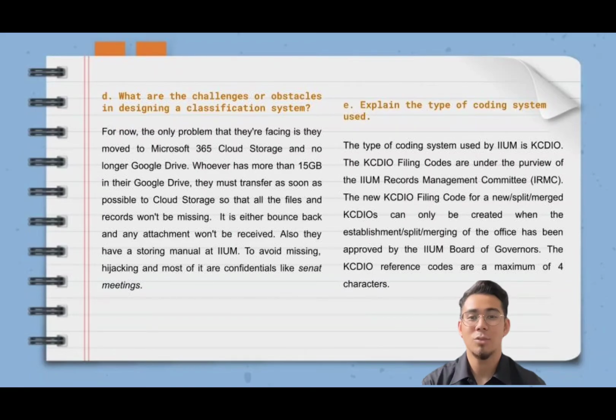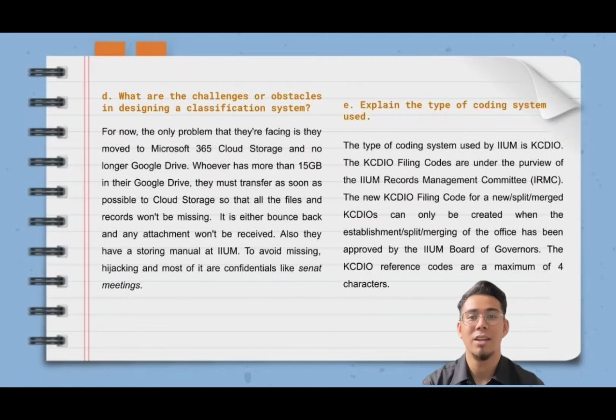The next question is, what are the challenges or obstacles in designing a classification system? For now, the only problem that we are facing is that they moved to Microsoft 365 cloud storage and no longer use Google Drive. Whoever has more than 15 GB in their Google Drive must transfer as soon as possible to cloud storage so that all the files and records won't be missing. Otherwise, emails bounce back and any attachment won't be received. Also, they have a storing manual at IIUM to avoid missing files and hijacking, as most of them are confidential, like Senate meetings.